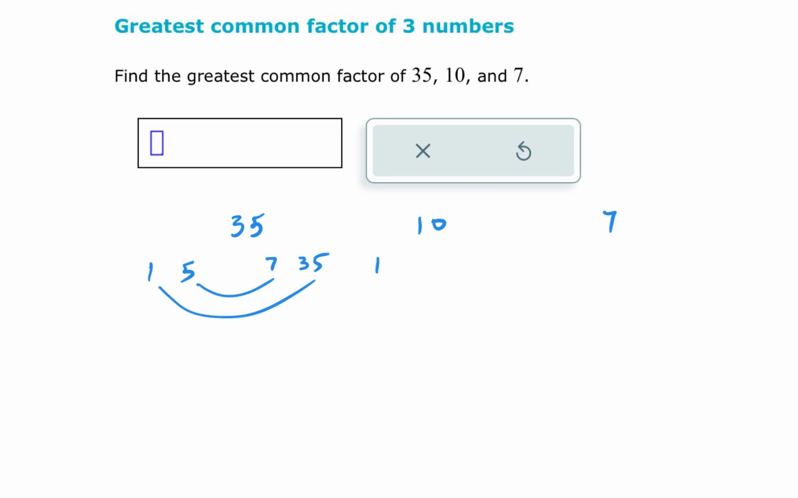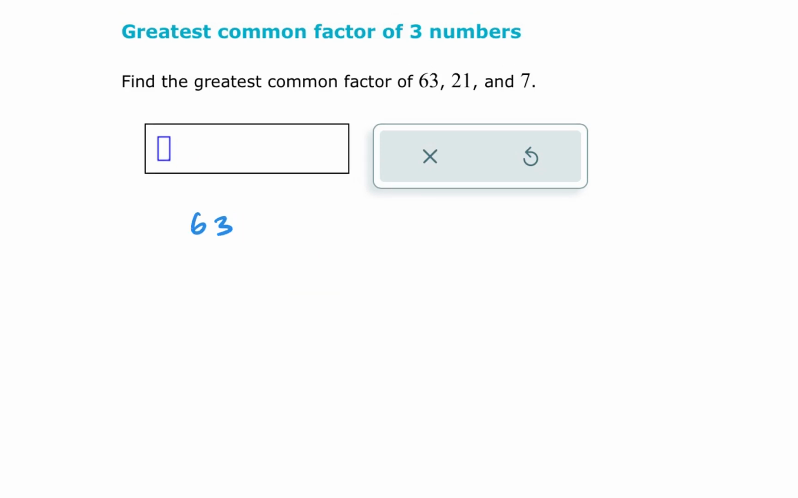Factors of 10 are 1 and 10, and 2 and 5, and 7 is prime, so it's just 1 and 7. So then what I'm going to do is look for the biggest factor that is on all three lists. Well, 7 is on 2 of the lists, 5 is on 2 of the lists, but I want the biggest one that's on all three lists, and in this case that is 1.